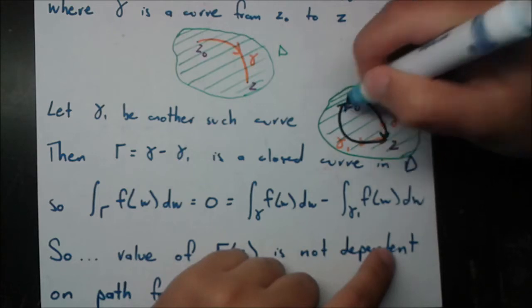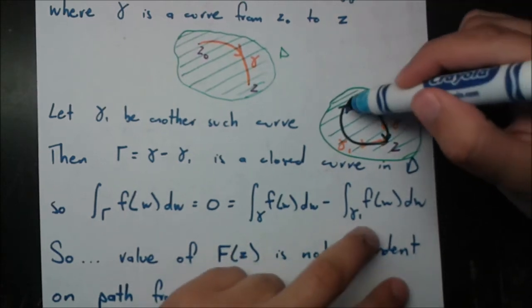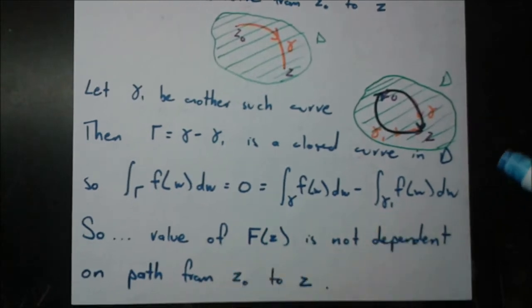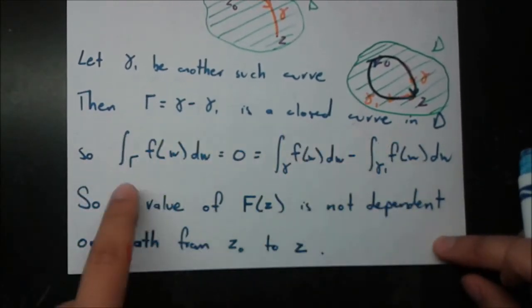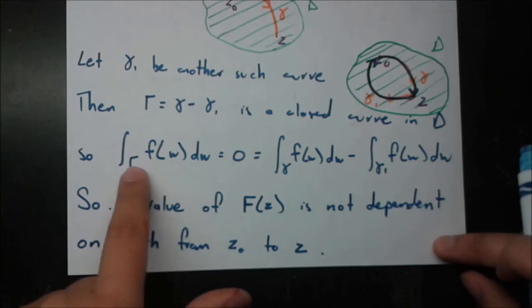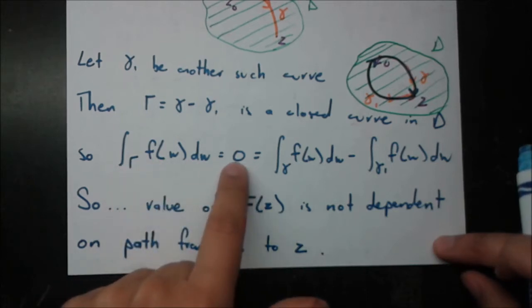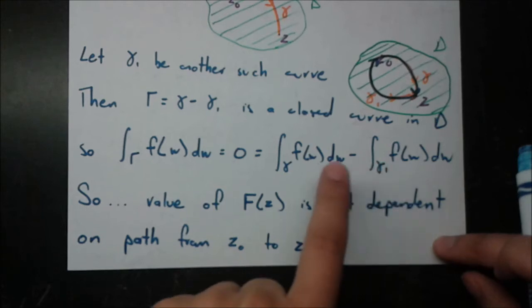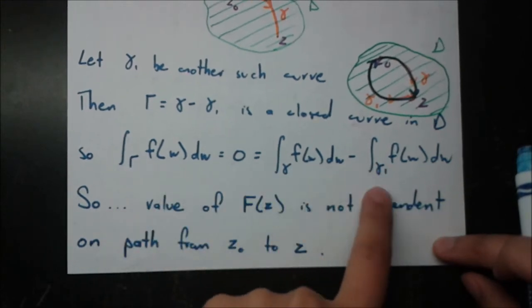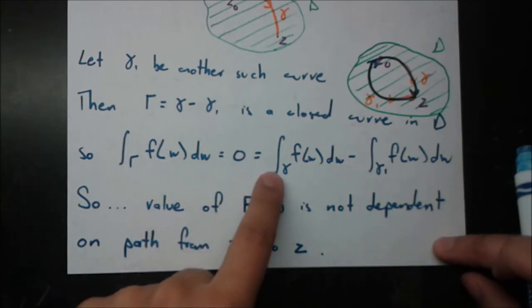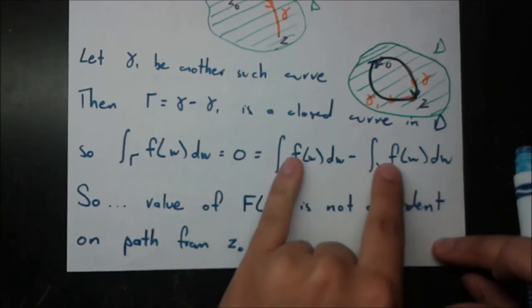So we're going this way. What do you notice about gamma minus gamma 1? It's a closed curve, which means that Cauchy's theorem does apply to it. So it's a closed curve in D so that the integral over it is equal to 0. But what is it also equal to? It's also equal to the difference of these two integrals, because big gamma is gamma minus gamma 1, and the integrals over each.